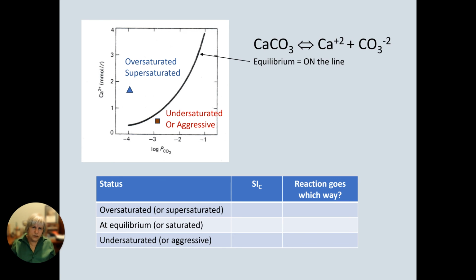So when I'm oversaturated, it means I have more products than I would expect, which means that ratio must be greater than 1 and the saturation index must be greater than 0. So when we're oversaturated, we're greater than 0. I already said at equilibrium, we're equal to 0. And undersaturated, we're less than 0. Why is that not 1? Because these are log terms.